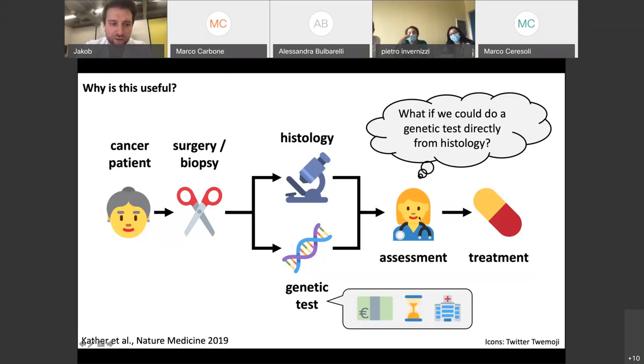The problem here is that these two things are separate diagnostic workflows. So the histology is done under a microscope, and the genetic test is done with a wet lab test, for example, PCR or next generation sequencing, or maybe even immunohistochemistry. And of course, this is very costly. It can take a lot of time and it's not available in every hospital. So our initial idea for this first project, which I'm going to present to you, is what if we could replace this genetic test just by looking at the raw histopathology slide?